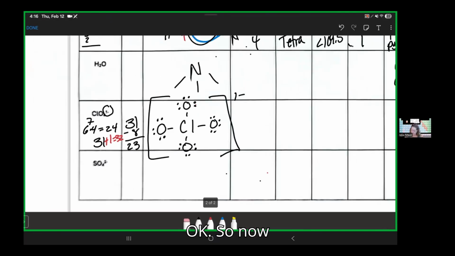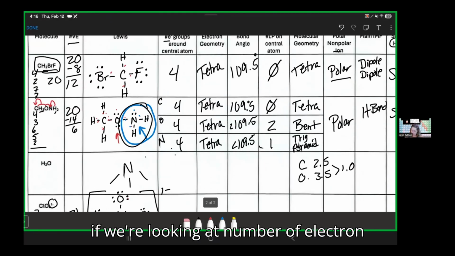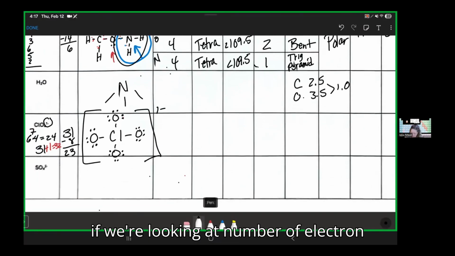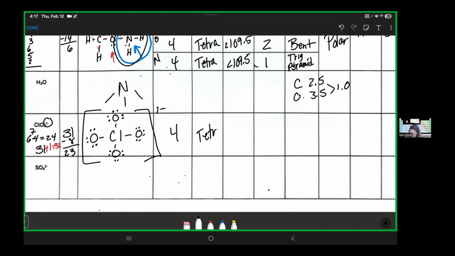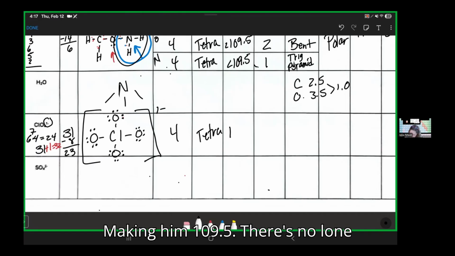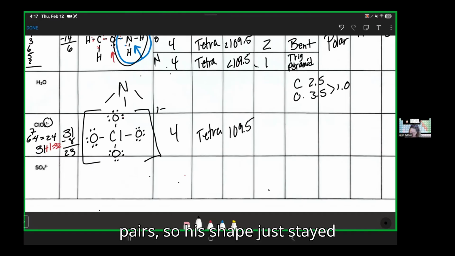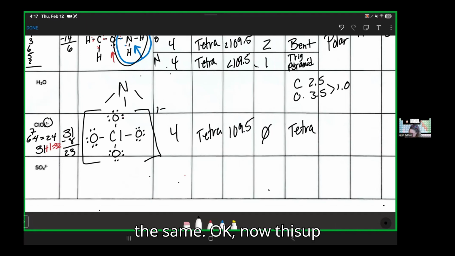Okay. So now if we're looking at number of electron groups around the central atom, there's 4. So he's tetrahedral, making him 109.5. There's no lone pairs. So his shape just stayed the same.